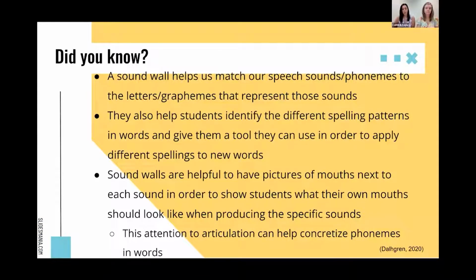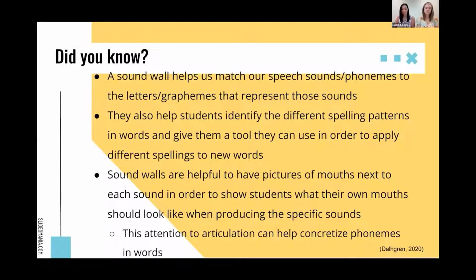So did you know that a sound wall helps us match our speech sounds or phonemes to the letters, graphemes, that represent those sounds? They also help students identify the different spelling patterns in words and give them a tool they can use in order to apply different spellings to new words.